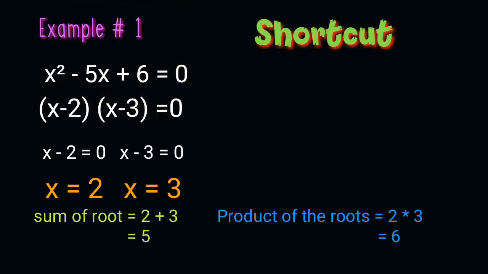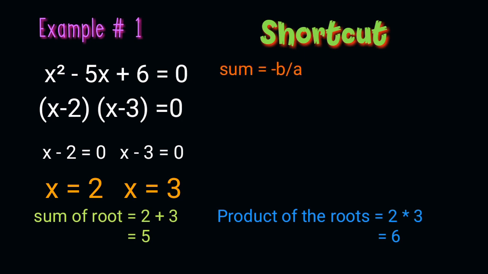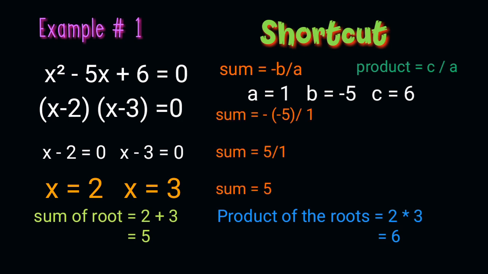But we have a shortcut. Sum of the roots is equal to negative b over a, and the product of the roots is equal to c over a. Now let us try to apply this. We know that on the given equation, a is equal to 1, b is equal to negative 5, and c is equal to 6. Kung i-apply natin yung formula para makuha yung sum, negative b over a, negative, the value of b is negative 5, so negative times negative 5, over the value of a, which is 1.